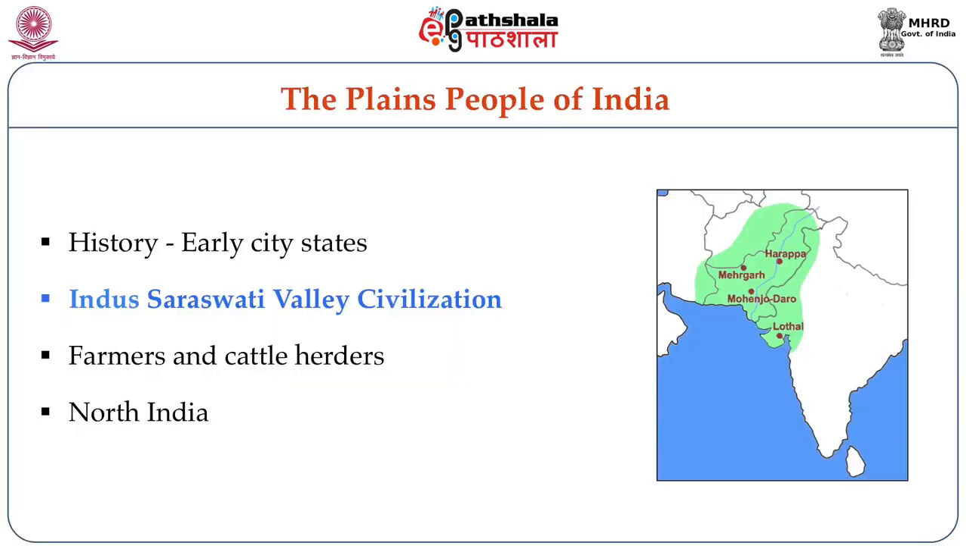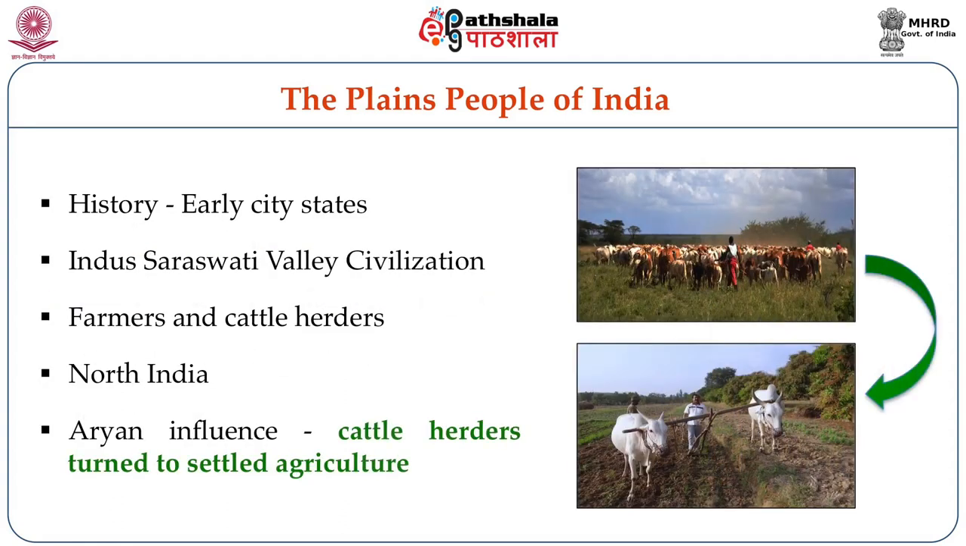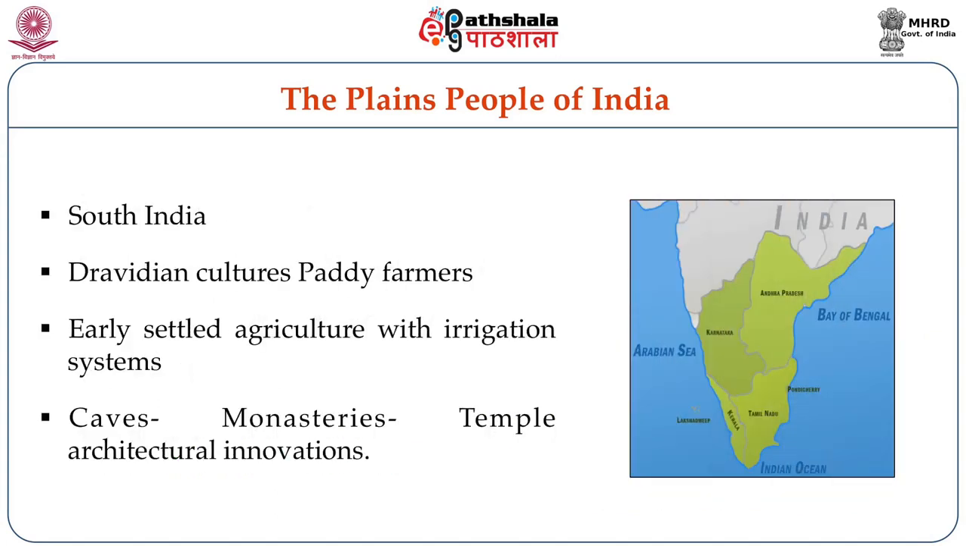Let's look a little bit at the plains people of India. This is from ancient times, our early city-states in the Indus and Saraswati valley civilizations. They were primarily farmers, but they were also cattle herders. In North India, we have this huge Aryan influence. They came as cattle herders and turned into settled farmers. In South India, we have the huge Dravidian cultures, again paddy farmers, and they found that irrigation was the way to expand from the limited land resources they had into more and more agricultural belts.